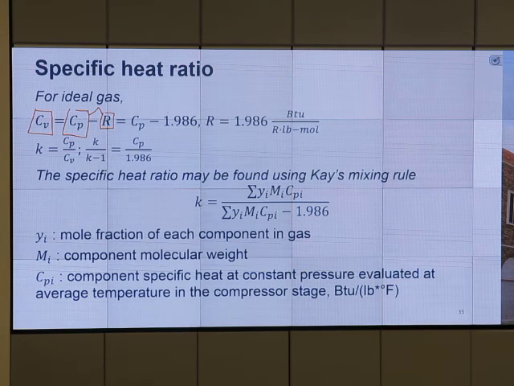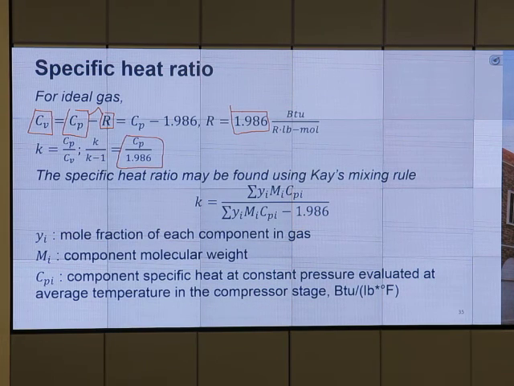So when we express R in BTU per Rankine per pound mole, that unit is 1.9 something, then we can have the K value as Cp over Cp minus 1.986. Okay, that is K over K minus 1 equal to that Cp. Do you use this? No, not really.